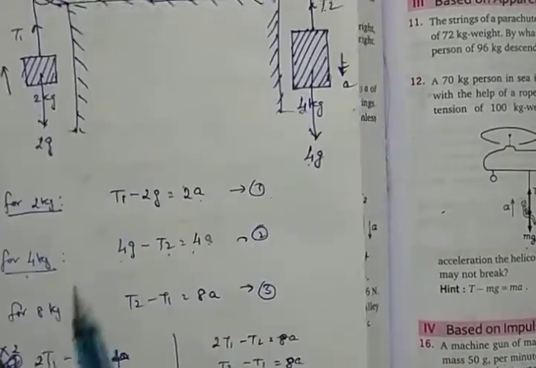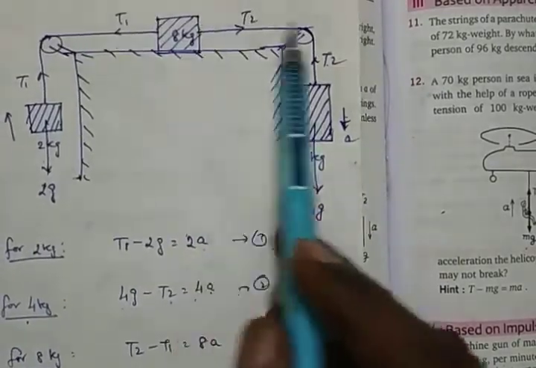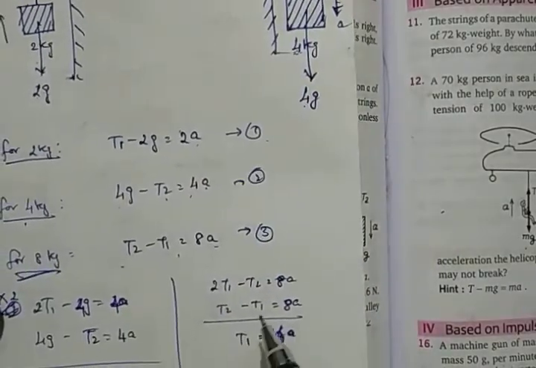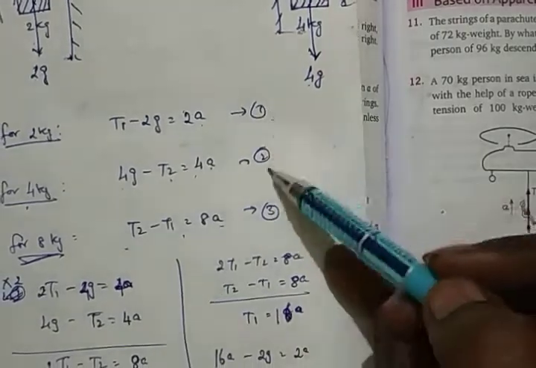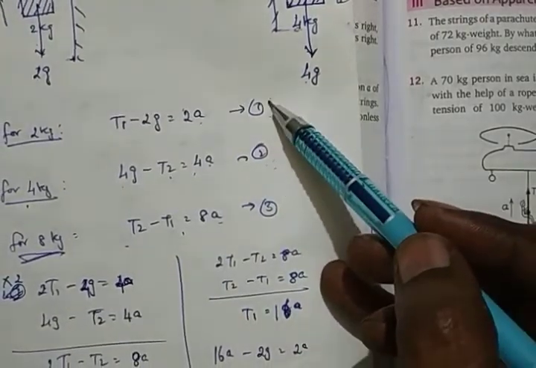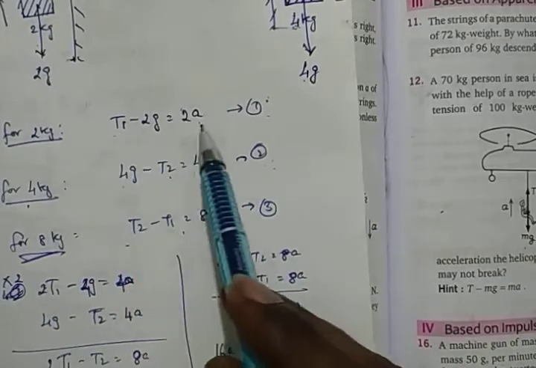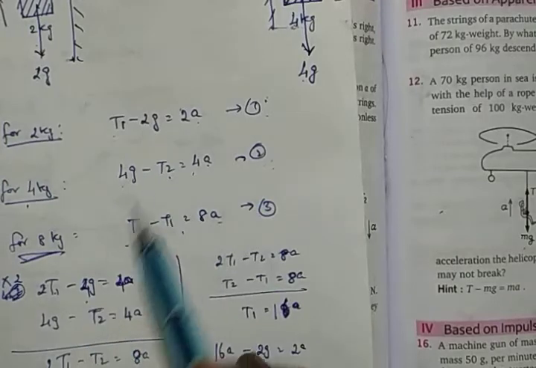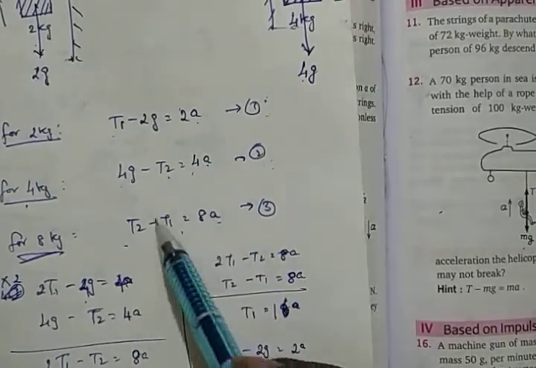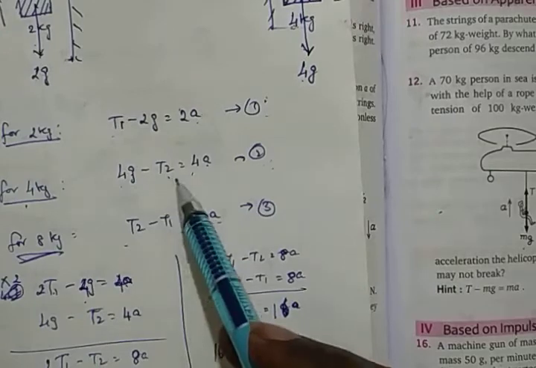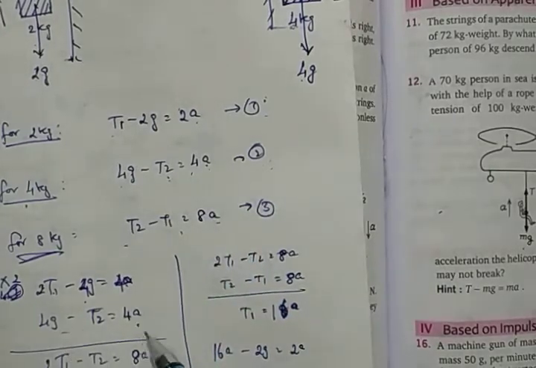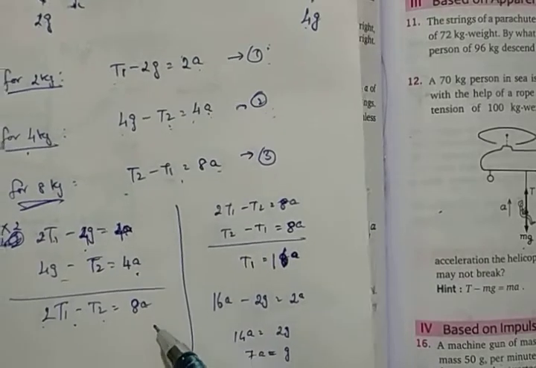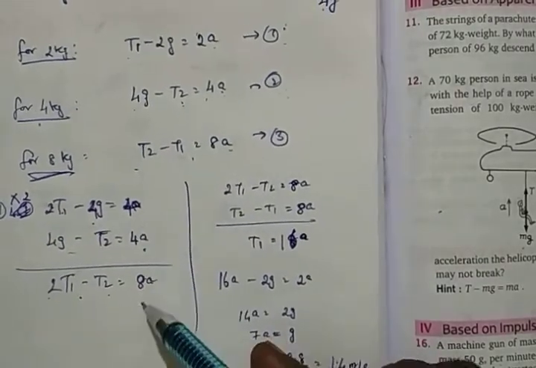Now look at this one. For the 8 kg mass, this tension is bigger than this one because it is going in this direction. T2 minus T1 is equal to 8a. 3 equations are there. First of all, take only these 2 equations. First equation multiplied by 2: 2T1 minus 4g is equal to 4a. And then put the second equation the same: 4g minus T2 is equal to 4a. Add both of them. 2T1 minus T2 is equal to 8a. This is what you will get here when you add this.